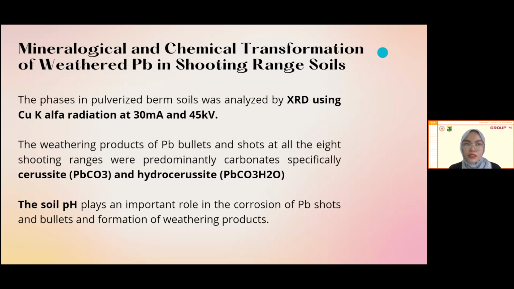So the next point, mineralogical and chemical transformation of weathered Pb in shooting range soils, will be explained by Choirunisa. So Choirunisa, time is yours.